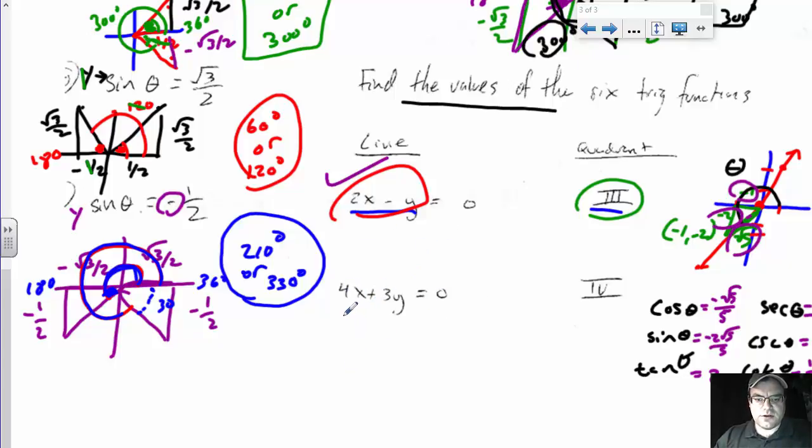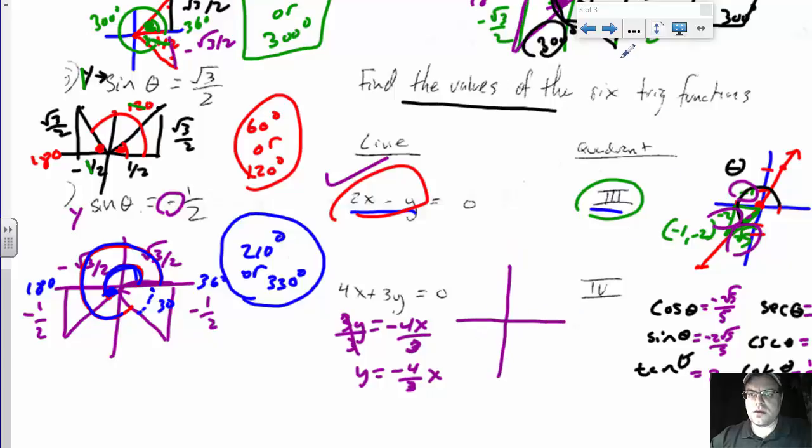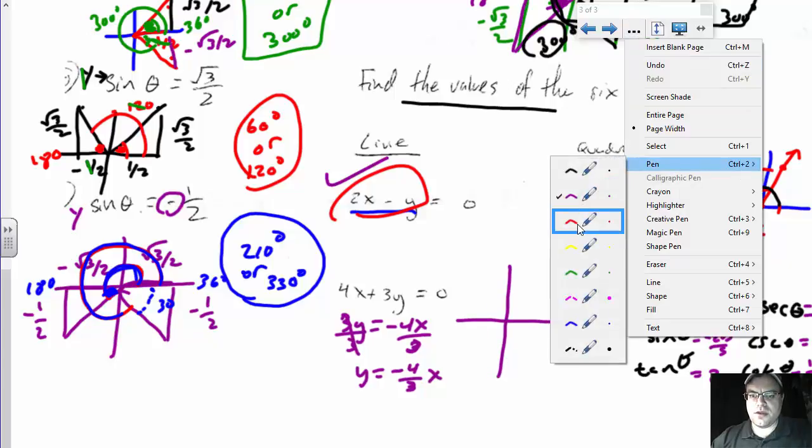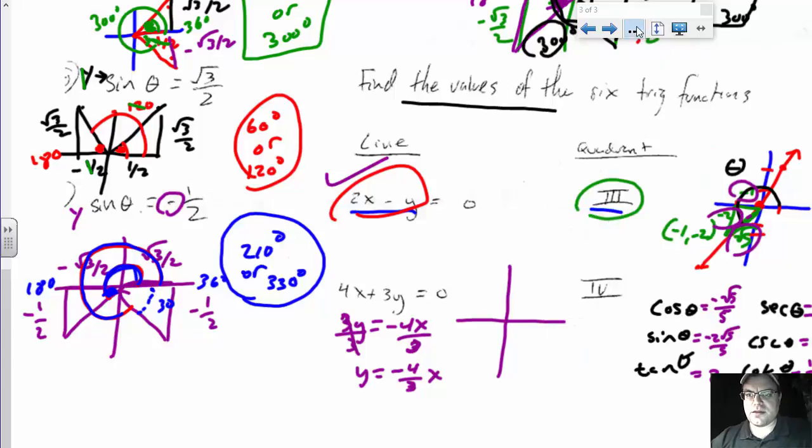If 4x plus 3y equals 0, that means 3y is equal to -4x. When I divide both sides by 3, this will be y is equal to -4 over 3 x. This is an equation I can graph. Okay, so if I were to graph such a thing, I know that the intercept here will be at 0, and we're going to go down 1, 2, 3, 4, and over 1, 2, 3.